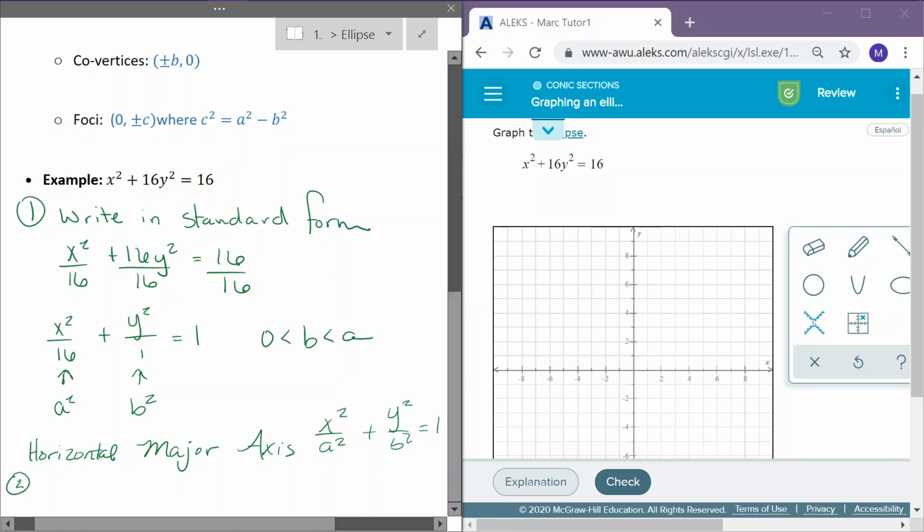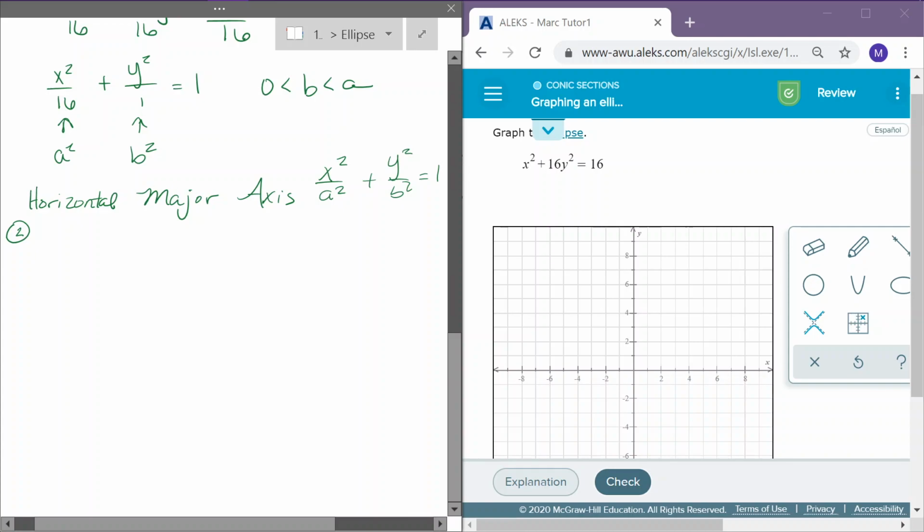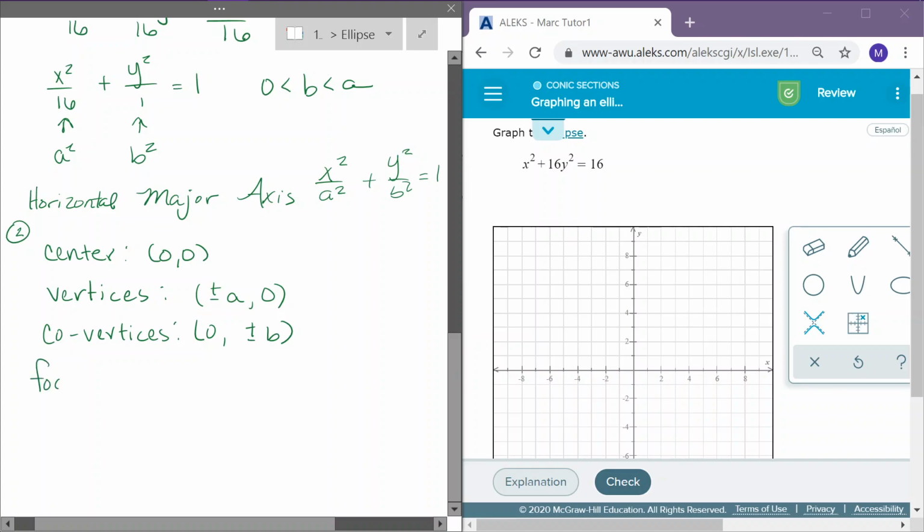So second, we want to look at what this tells us. So with a horizontal major axis, we have a center of 0, 0 because we're centered at the origin for this problem. We have vertices of plus or minus a comma 0, co-vertices of 0 comma plus or minus b, and then we have foci of plus or minus c comma 0, where c squared equals a squared minus b squared.